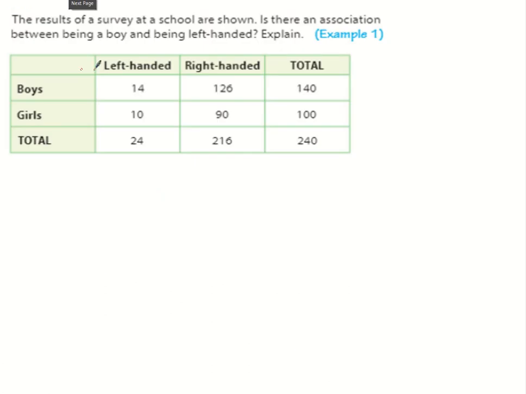Okay, try this one on your own. So here we go. We have a survey at school between boys and girls. Okay, and we want to know left-handed, right-handed, boys and girls. We want to figure out, is there an association or not between being a boy and being left-handed? So being a boy and being left-handed. So pause it, try it, and see how you do.